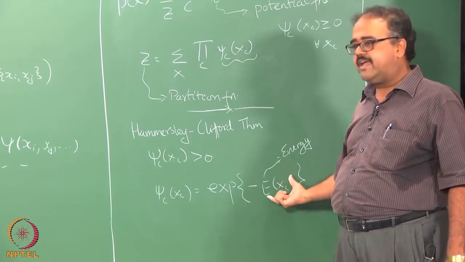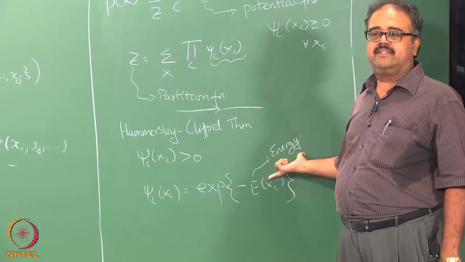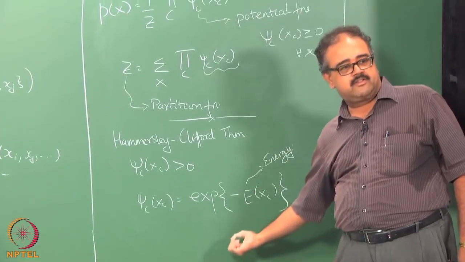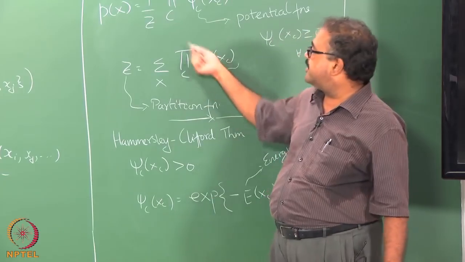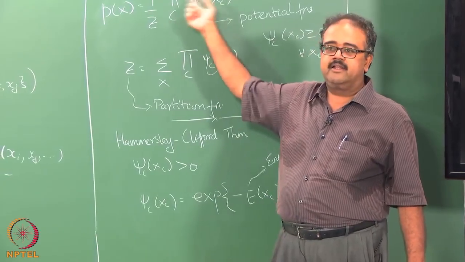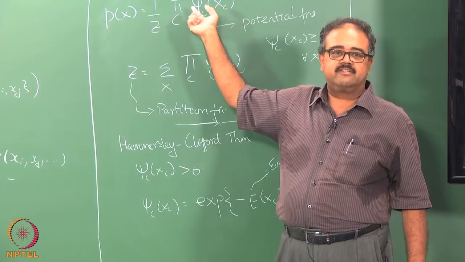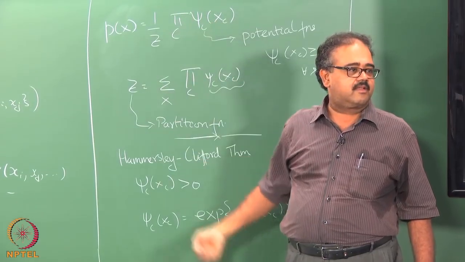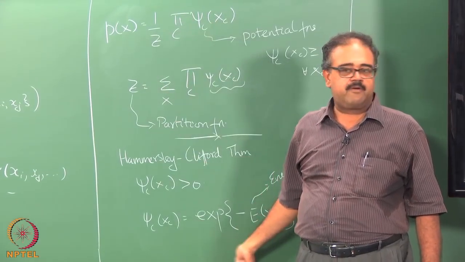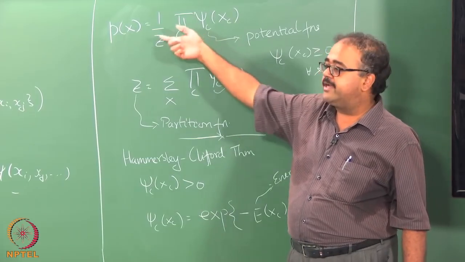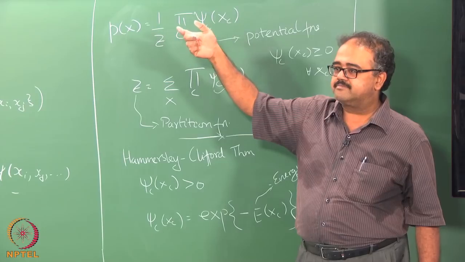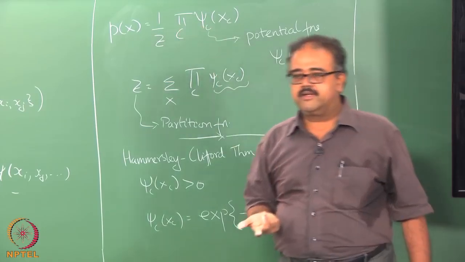So if the energy is very high, it is going to be e power minus the energy, so this factor will be low, and this psi c is going to multiply here in your numerator, therefore the probability that you assign will be low. If the energy is very low, the e power of that will be relatively high, and therefore the probability you assign will be higher. So that is essentially what we are going to do.